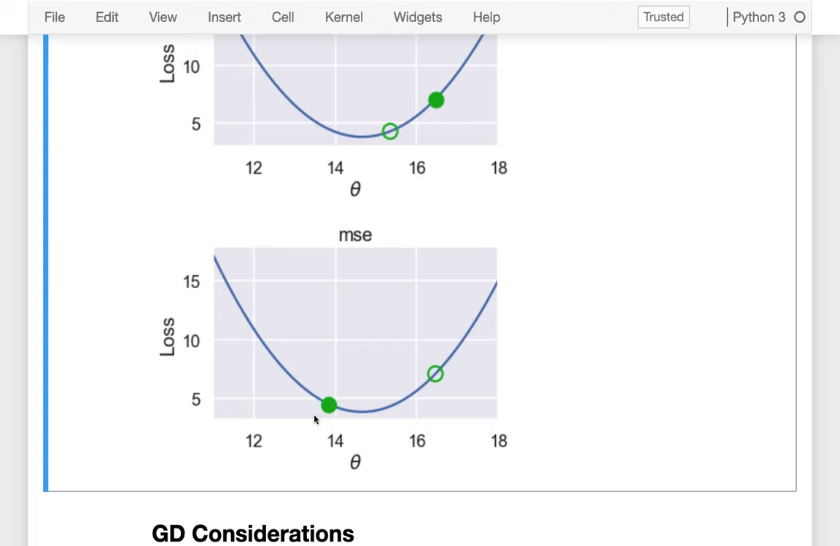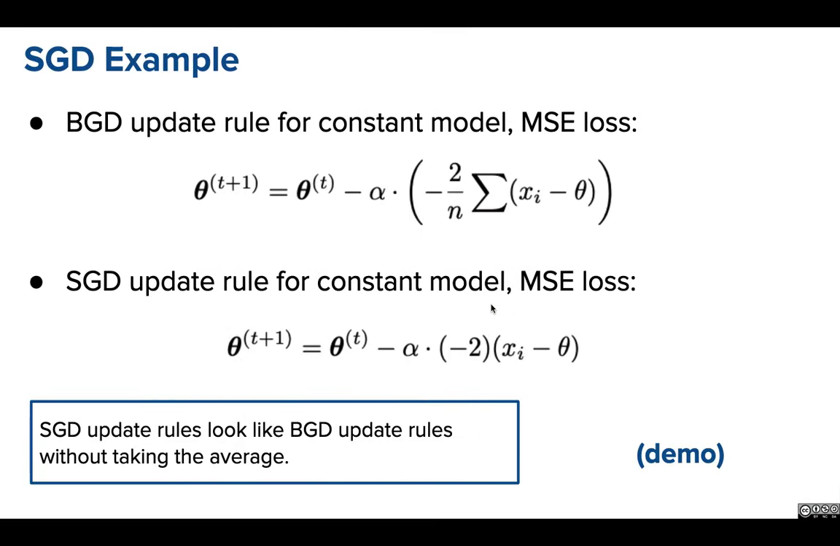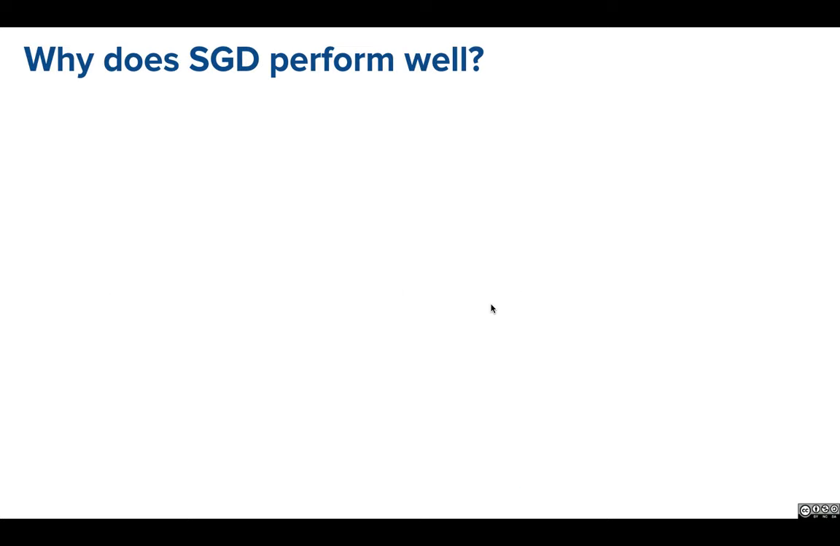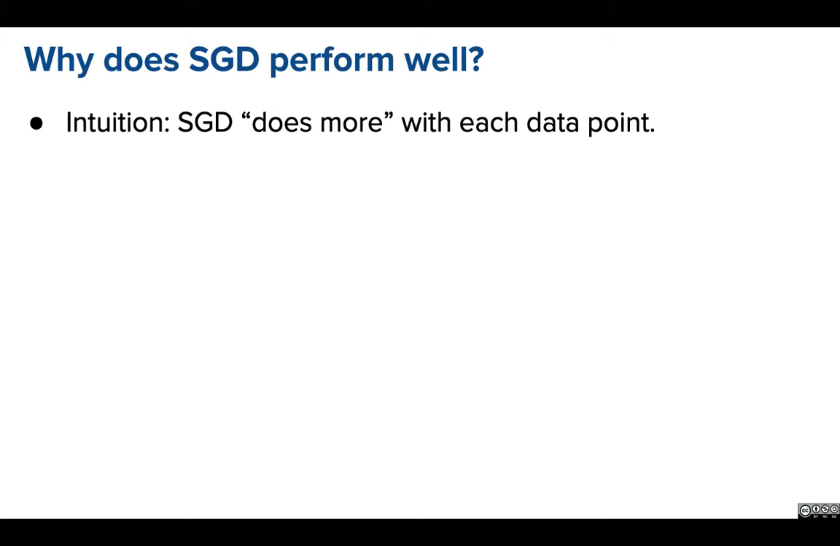Okay, so interesting behavior, and it seems non-optimal, right? Ideally, we move theta towards the minimum loss at every iteration, and that feels to us like the best way to get theta to be as small as possible, as fast as possible. But in reality, it turns out that stochastic gradient descent actually performs well, and oftentimes better than batch gradient descent. The intuitive reason is that stochastic gradient descent does more with each data point.